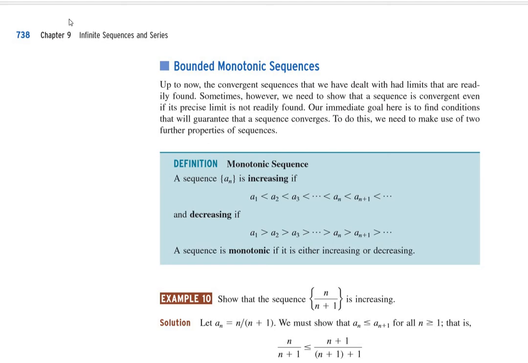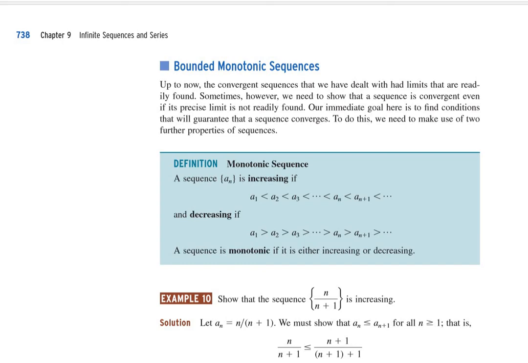Dear students, today we are going to deal with bounded monotonic sequences. In the last class, we studied a very important theorem, the squeeze theorem, and also did a problem related to that. So in this class, we are going to study another property of sequences, that is, bounded monotonic sequences.